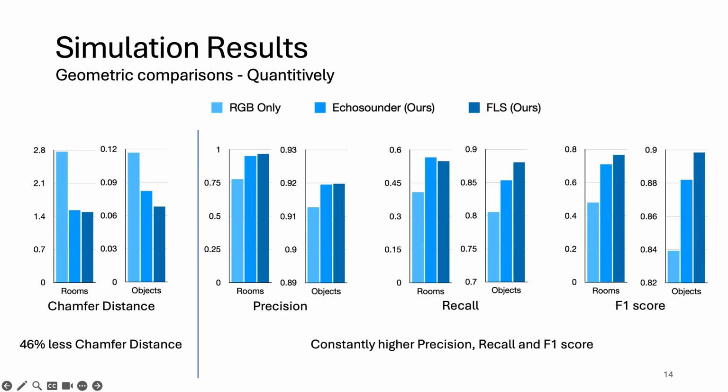Here's our quantitative result. Our method is 46% less in chamfer distance and also has consistently higher precision, recall, and F1 score in both room scenes and single-object scenes.